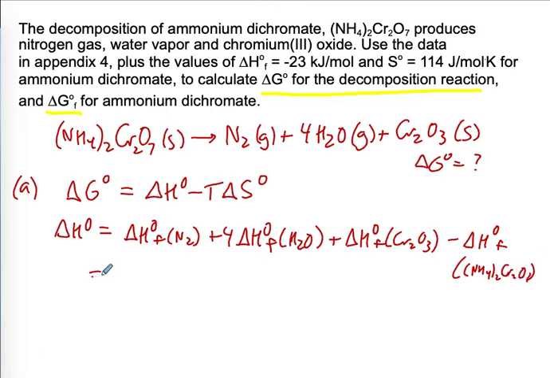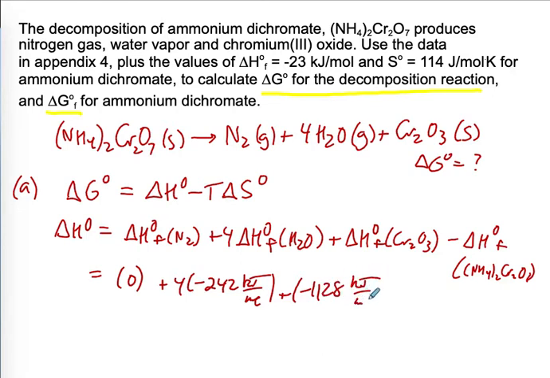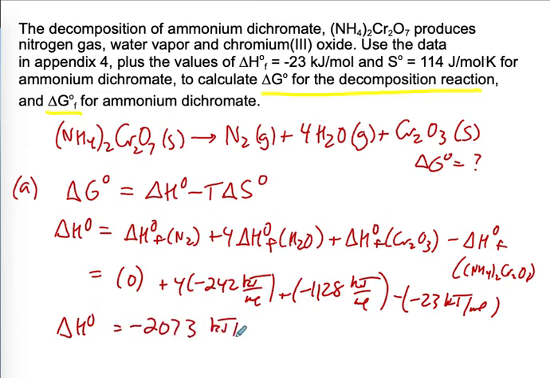Looking at the values in the table, this is obviously 0 because it's a pure element, plus 4 times negative 242 kilojoules per mole, plus negative 1,128 kilojoules per mole, minus negative 23 kilojoules per mole, giving me a standard enthalpy change for this process of negative 2,073 kilojoules per mole. It is a highly exothermic process.